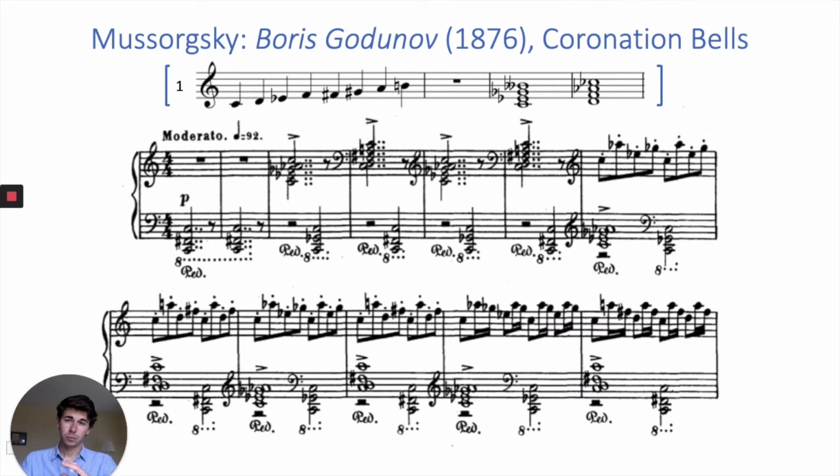We're going to talk about this section of this piece. Boris Godunov is an opera by Modest Mussorgsky, and this is one of the first octatonic examples in all of classical music. What's really interesting about this is it's actually trying to imitate the sound of bells. This is a coronation bell scene. So what he's trying to do is use the orchestra, use the octatonic scale to make it sound like there are real bells. What you're looking at is a piano reduction of the full score, but you can hear what he's doing. So let's give it a listen.